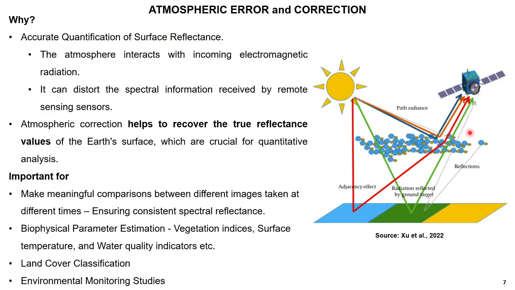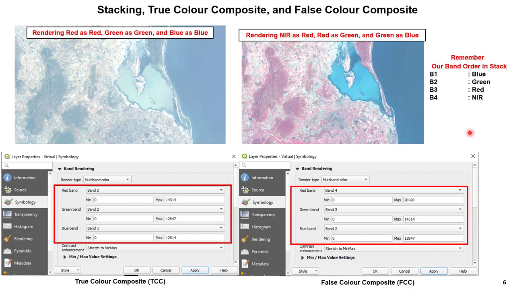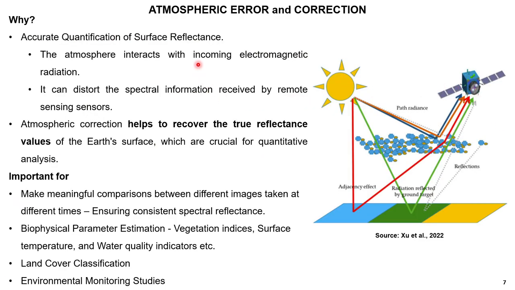So next is the atmospheric correction. You saw the previous image where there is a lot of haze. We definitely need to correct for the interaction with the atmosphere, for accurate quantification of the values which are recorded. So why is it required? We need to accurately quantify the surface reflectance, because each material behaves differently and each material has its own spectral signature. If the values are modified because of this atmospheric error, then we will not be able to get accurate quantification.